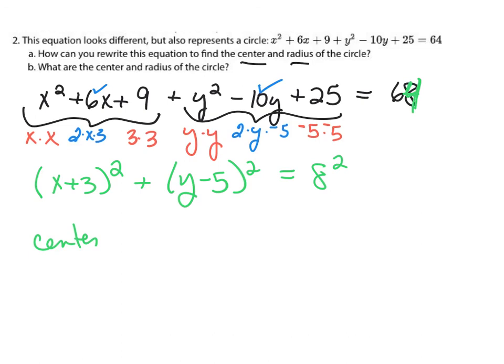So the center, this is the same as x minus a negative 3 squared. The center is negative 3 comma 5, and the radius is 8. Okay, so we answered part A and B. All right, that's really hard high-level stuff.